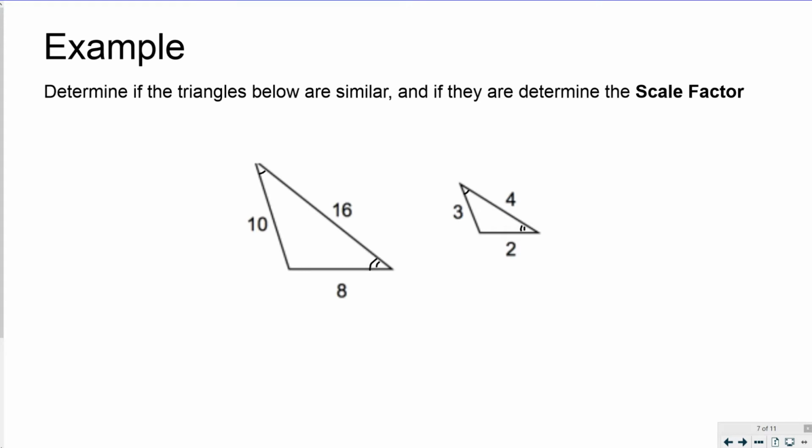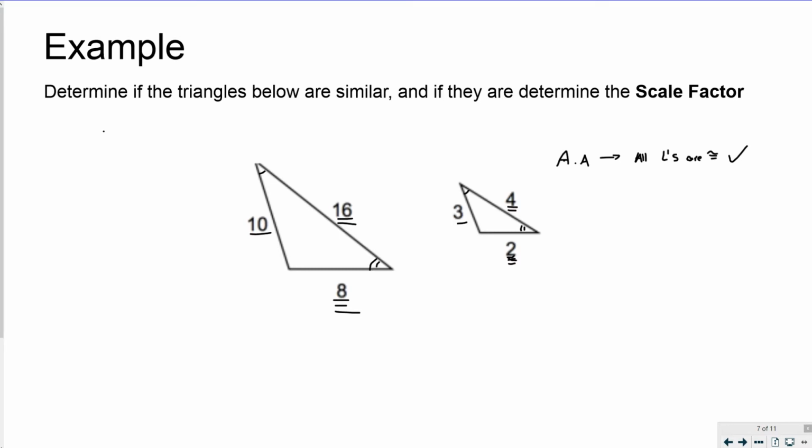So determine if the triangles below are similar, and if they are, determine the scale factor. So 2 out of the 3 pairs of angles are already marked as congruent. So using the triangle angle sum theorem, I can say that all of the angles are congruent. That is proven. So now I just have to check to see if the sides are proportional. So 10 and 3, 16 and 4, and then 2 and 8.